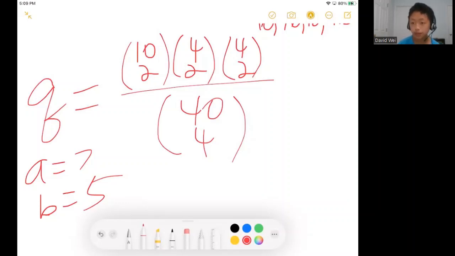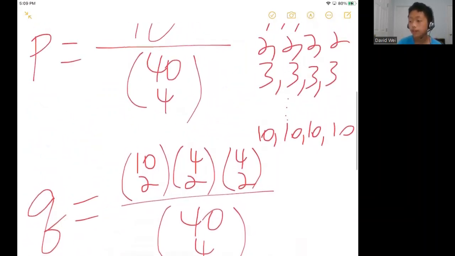Once you decide the values of A and B, you have four slips that have the number A written on them, and you need to choose 2 of them to have A on them. So 4 choose 2. And similarly, you have 4 slips that have B written on them, and you need to choose 2 of those. So 4 times another 4 choose 2.